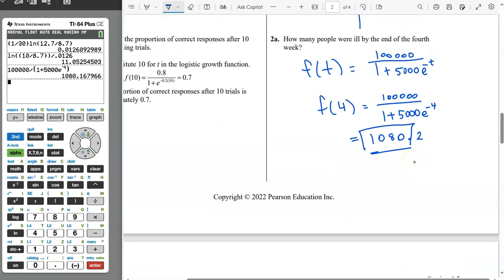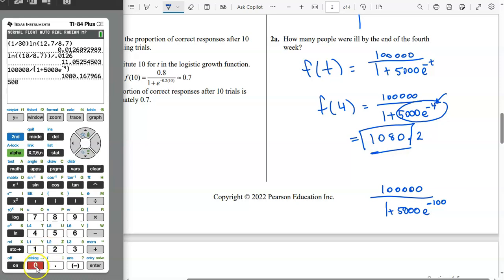But as this number on the bottom grows and grows and grows, we could graph this and see what the graph looks like. But what's going on in this denominator is that this t value is getting very big, so you'd have something like 100,000 over 1 plus 5,000 times e to the negative, it can be 100 weeks or something. By the time you do this, 5,000 times e to the negative 100 should be getting pretty close to 0.